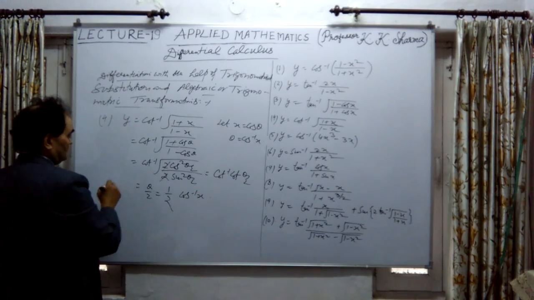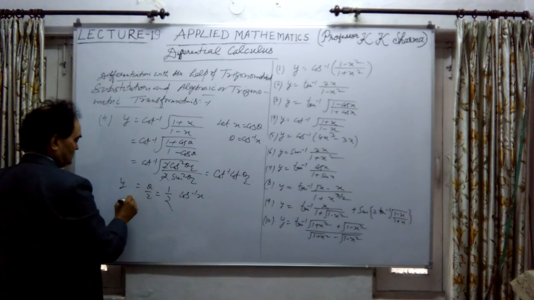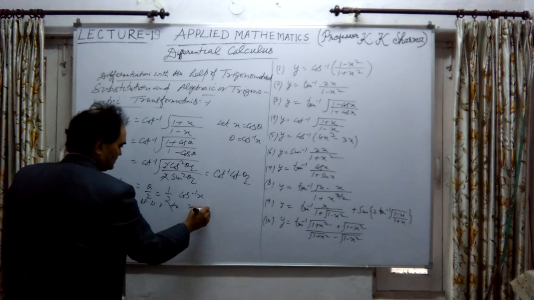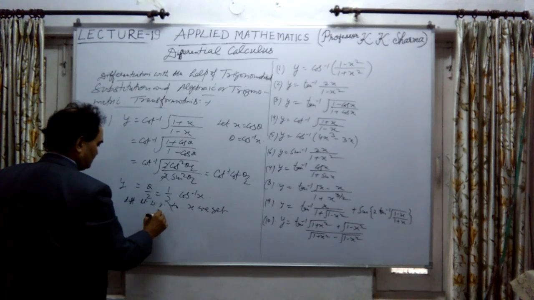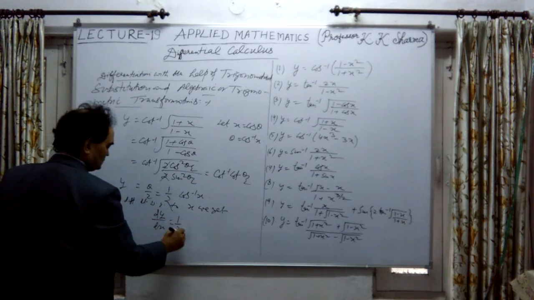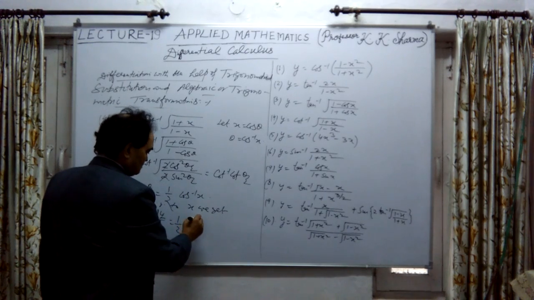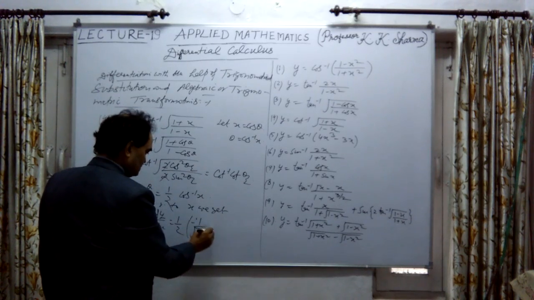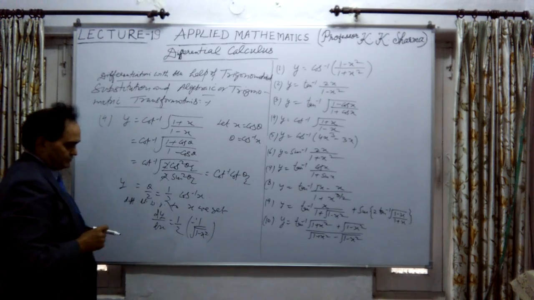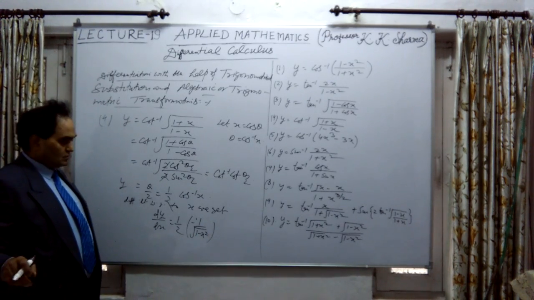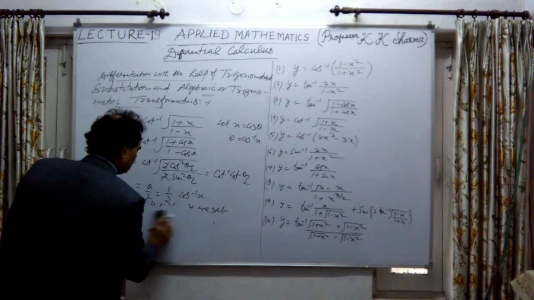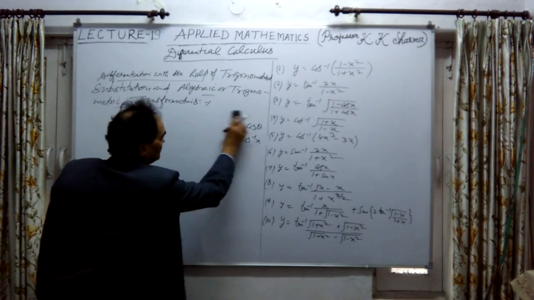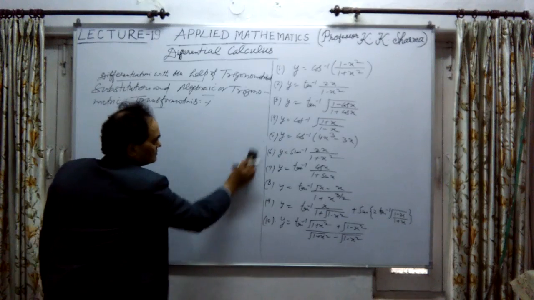Therefore, differentiating it with respect to x, we get d/dx of y equal to the constant 1 by 2 into d/dx of cos inverse x, which is minus 1 upon under root 1 minus x square. This is the differentiation of this. This is how we differentiate these functions, converting them into simpler forms by substitution. Now next, let me take the fifth question.